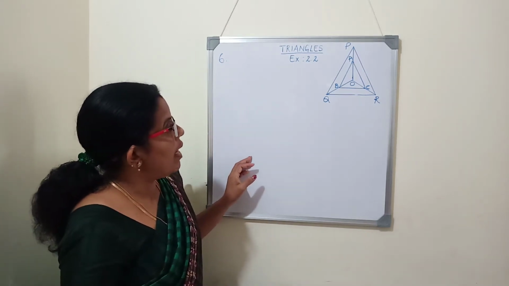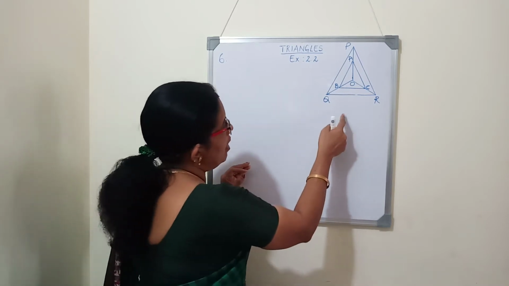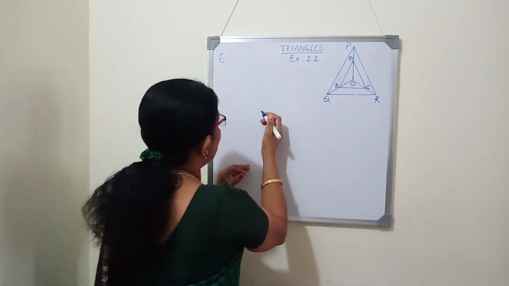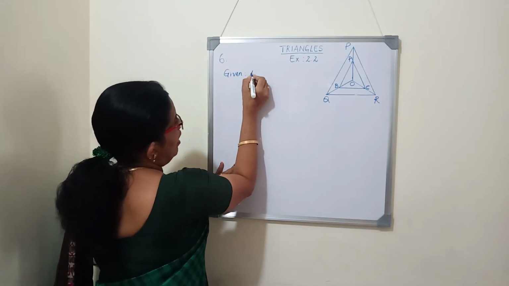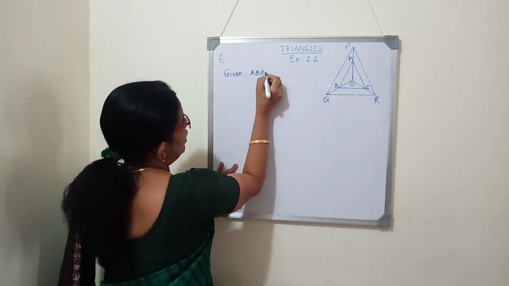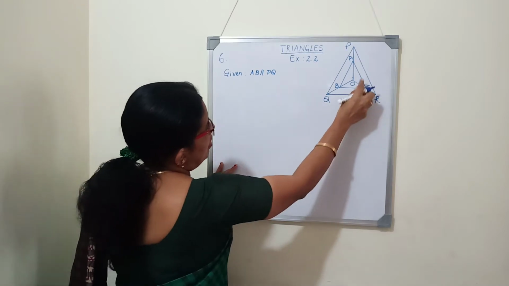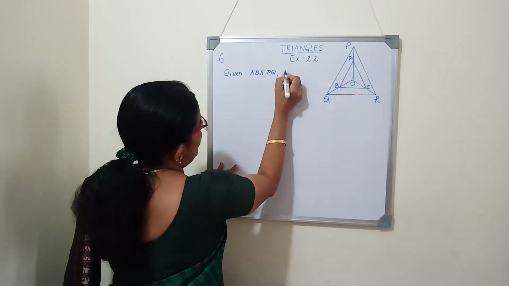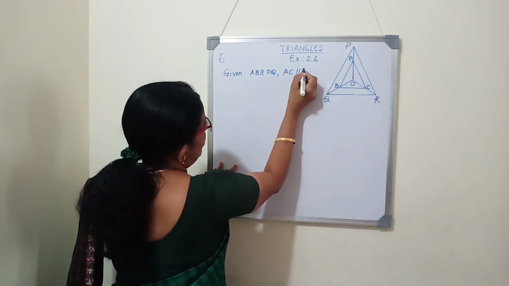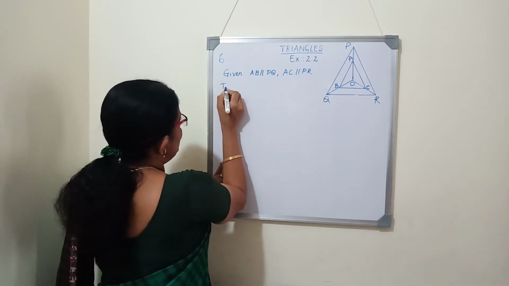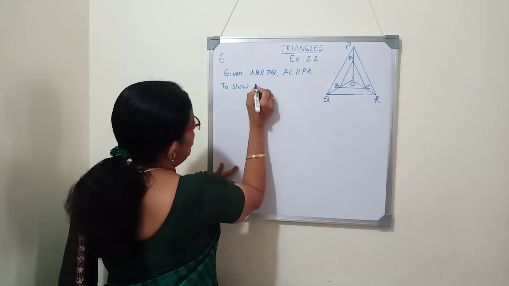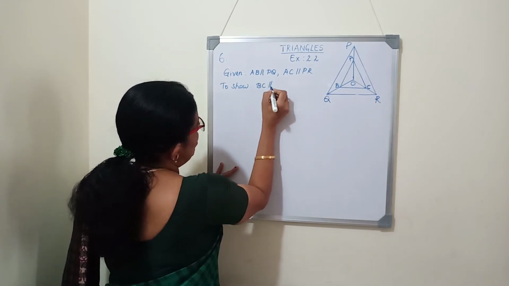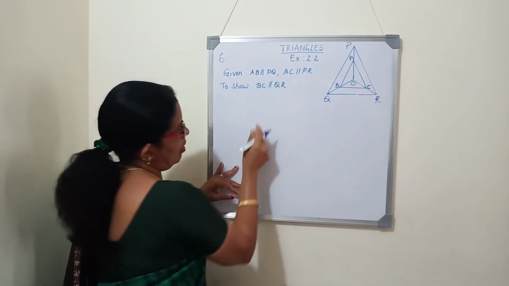So, in this given diagram, PQR is a triangle. Here, AB is parallel to PQ. So, we will write given: AB parallel to PQ and AC parallel to PR. We have to show that BC parallel to QR.